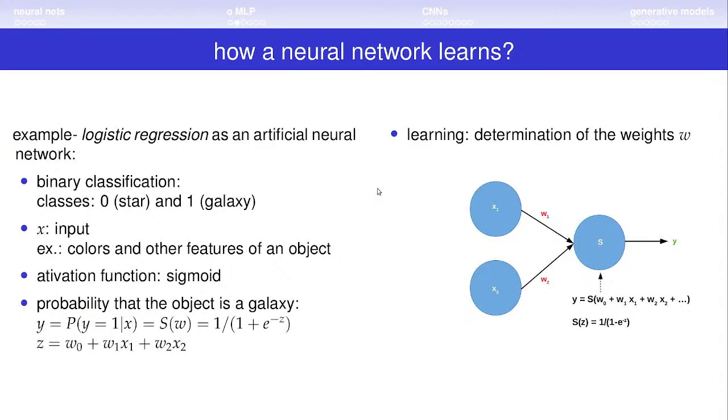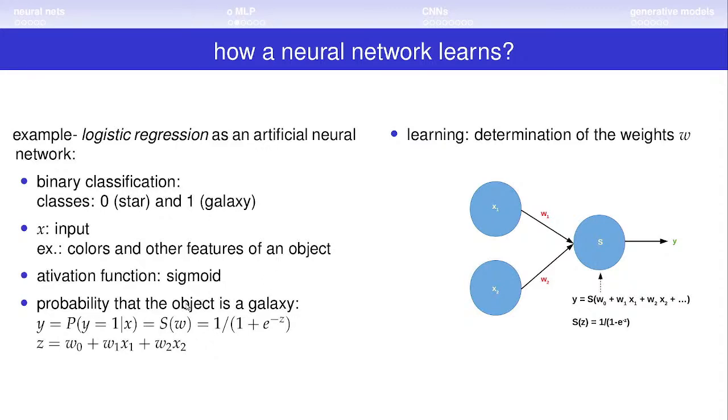I will illustrate how a neural network of this type learns using a very simple example, the logistic regression that we have seen already yesterday. Let's now see logistic regression from the point of view of an artificial neural network. Let's suppose that I have an input and I want an output that is a binary classification. I will obtain a number between 0 and 1, where 0 is the class of a star and 1 corresponds to a galaxy. The input can be many things. In the case of star-galaxy classification, for example, it could be the colors and the other features of an object, like its width, things like that. In this example, I will use a sigmoid activation function. That's what logistic regression uses.